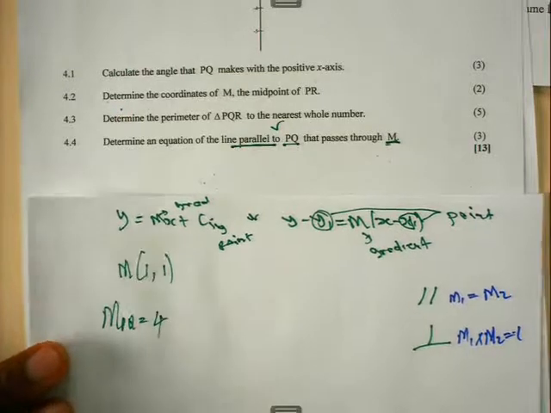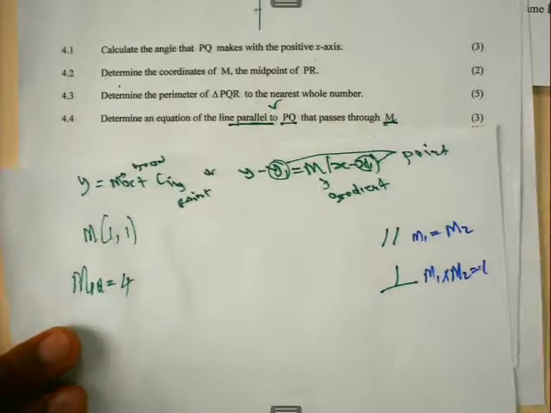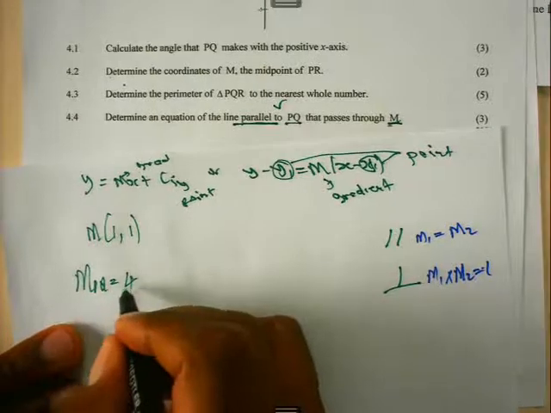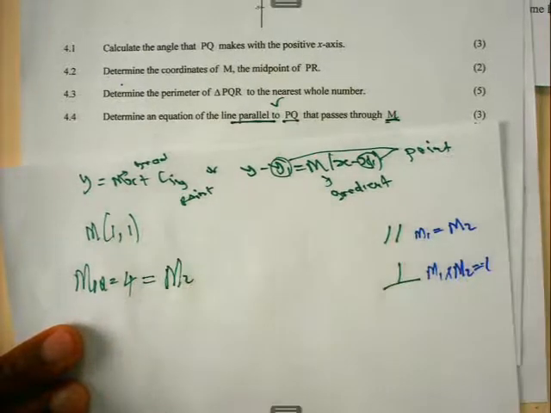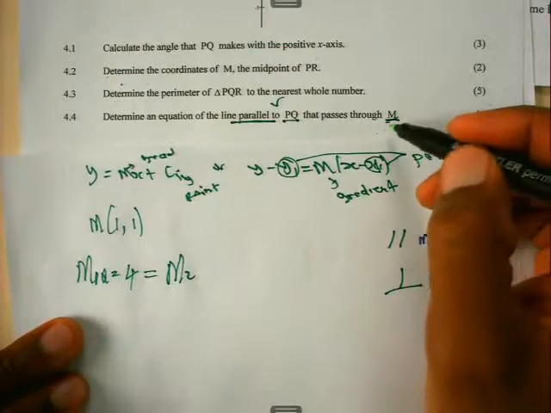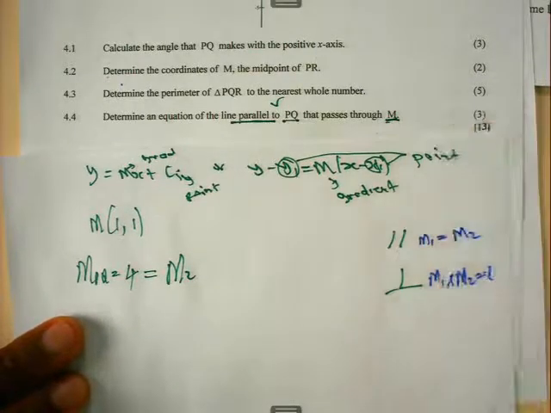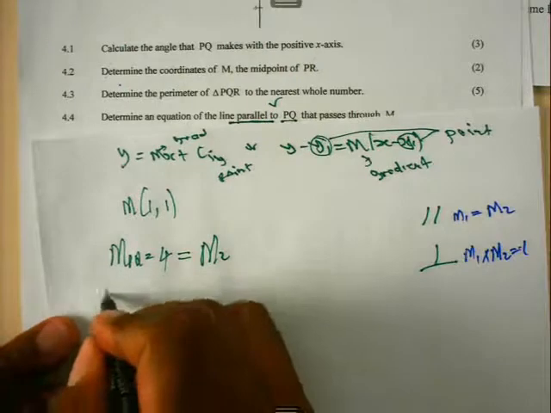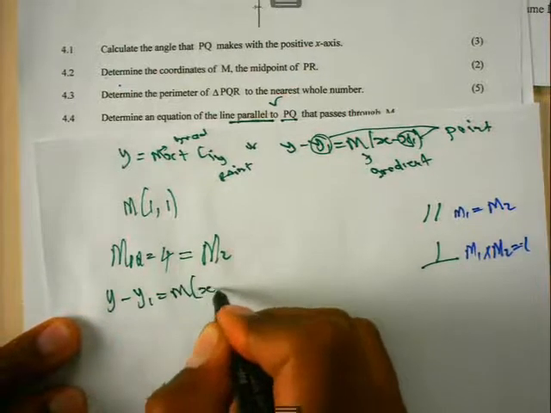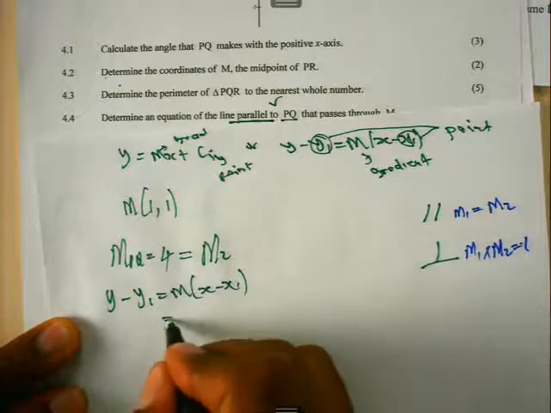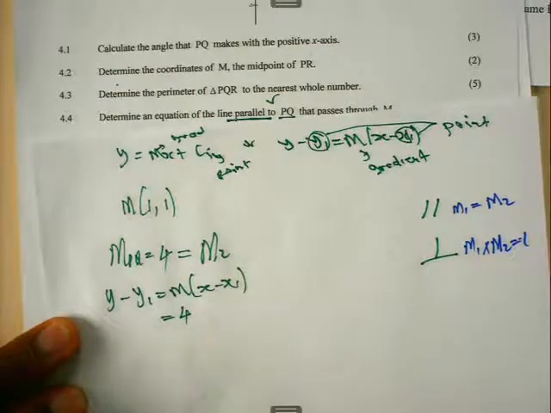Right, you said the gradient of PQ is equal to 4. Now, it means the gradient of PQ, which is 4, is equal to the gradient of what? Of the second line there, which passes through M. Then we can say y minus y1 is equal to m into x minus x1. Now you substitute the gradient, which is 4.